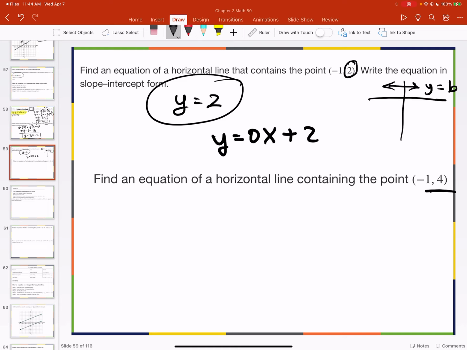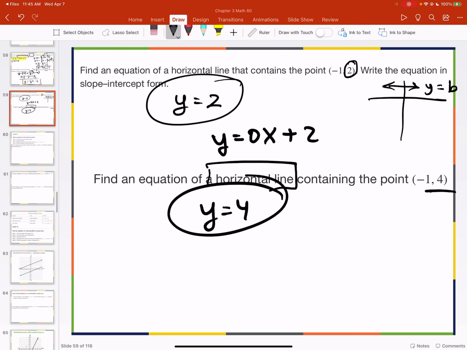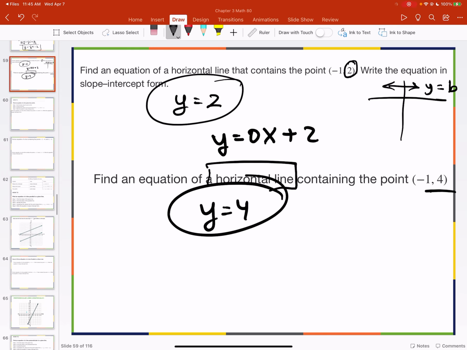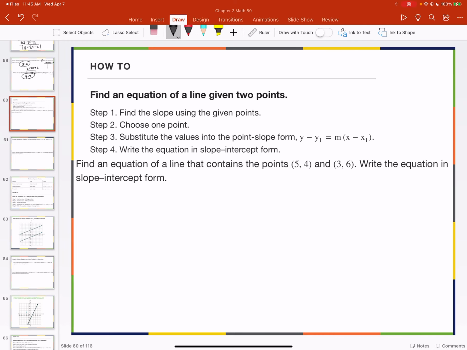Okay, so same thing here. Find the equation. That's just y equals 4, because it's horizontal. That's the giveaway. If it was vertical, what would our equation look like? If you said x equals something, then you are in a good spot.